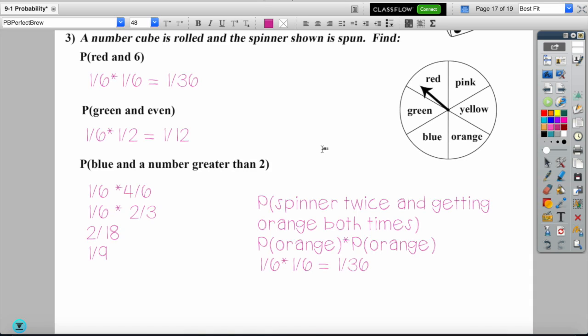Okay, so combined events, compound probability. You just basically take the probability of the two events and multiply them together. And again, you find probability by taking the number of times the event occurs over the total possible outcomes of that event. And that is probability.